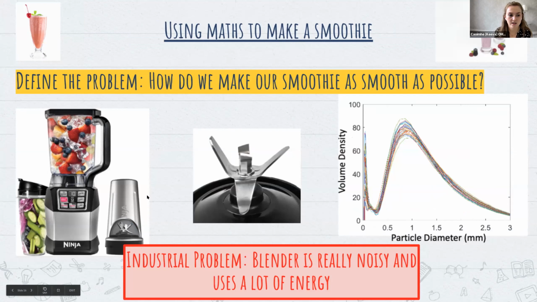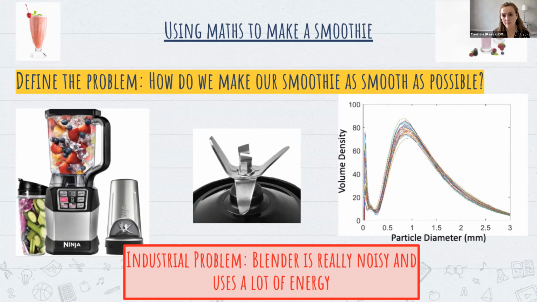So this blender you see on the left is the blender that we were studying, and I was given one to look at. The goal of the problem was, how do we make our smoothie as smooth as possible, but minimizing things like noise and energy usage. If you had unlimited noise capacity or energy capacity, you could make that blade spin as fast as you want. You could require all the torque to spin it and it would chop everything, but that's not realistic.